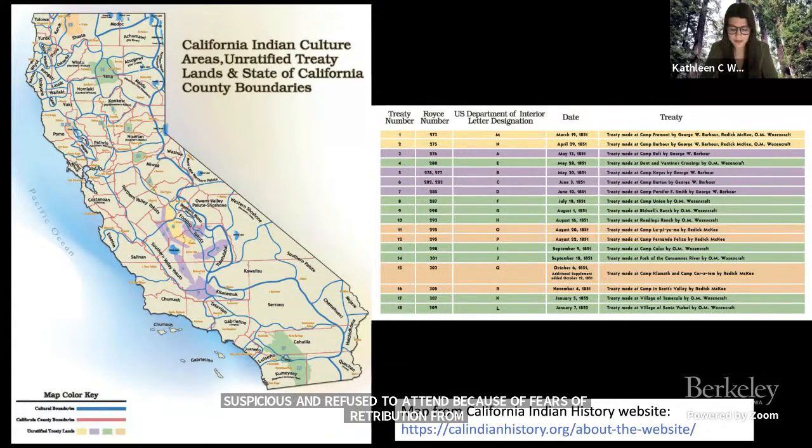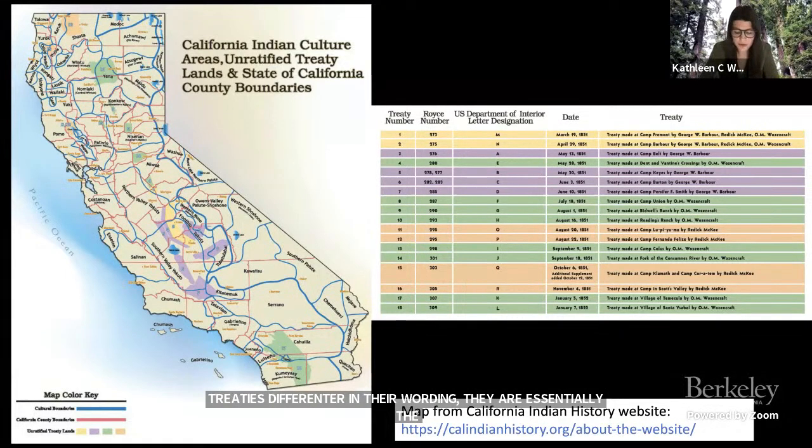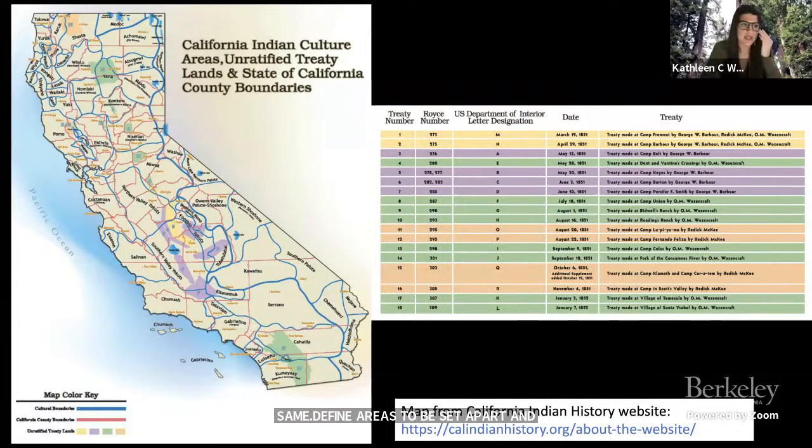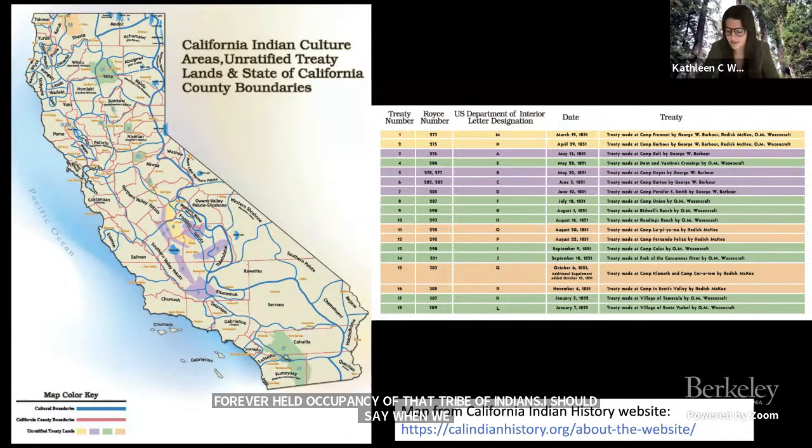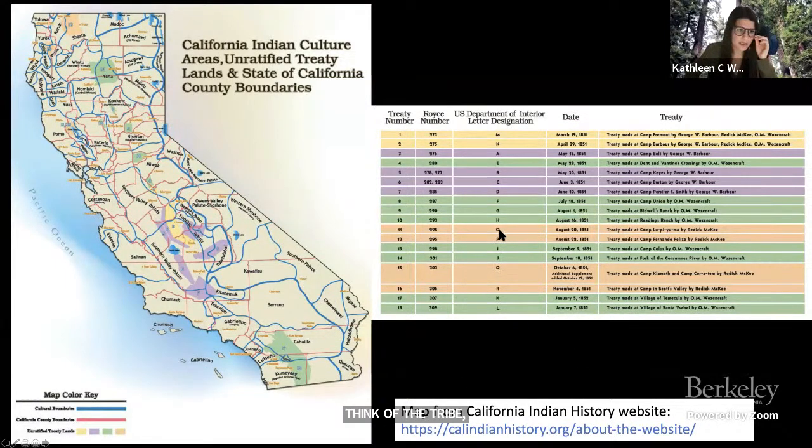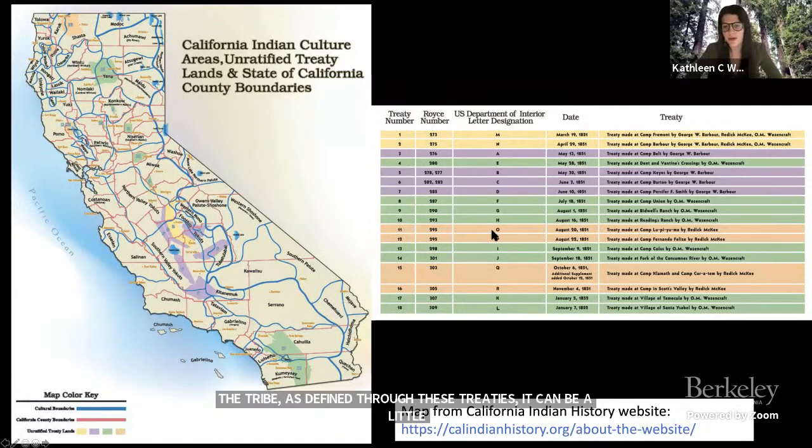While the treaties differ somewhat in their wording, they're all essentially the same. They define areas to be set apart and forever held for the sole use and occupancy of that tribe of Indians. I should say, when we think of the tribes as defined through these treaties, it can be a little confusing because of the tribal designation. Sometimes they were more so villages that they were making these treaties with.